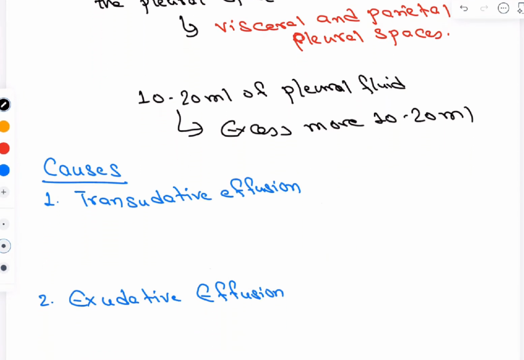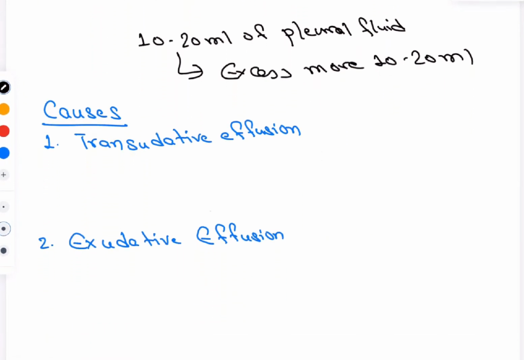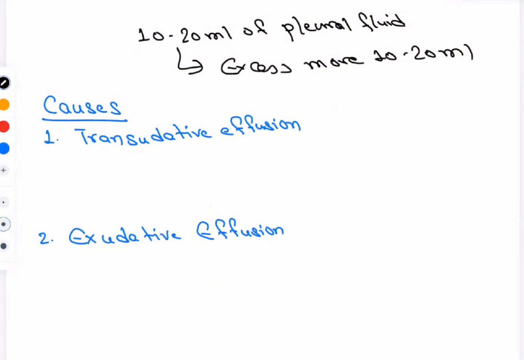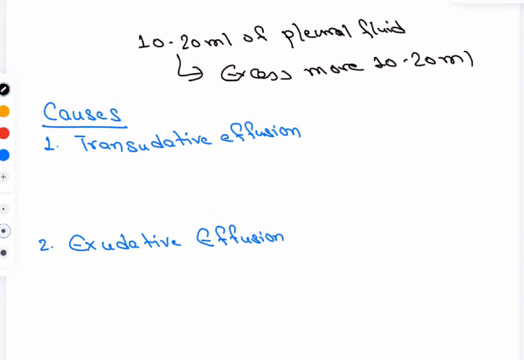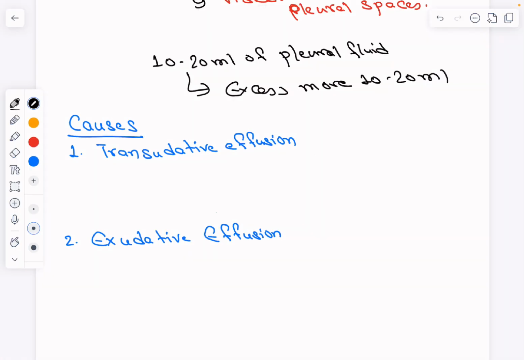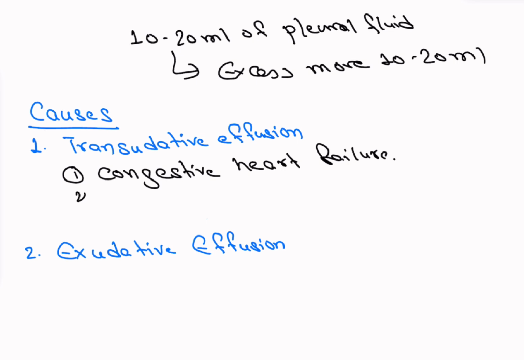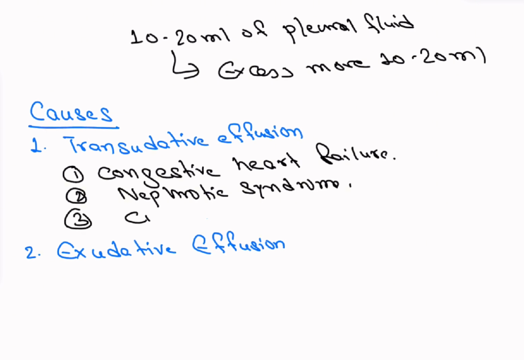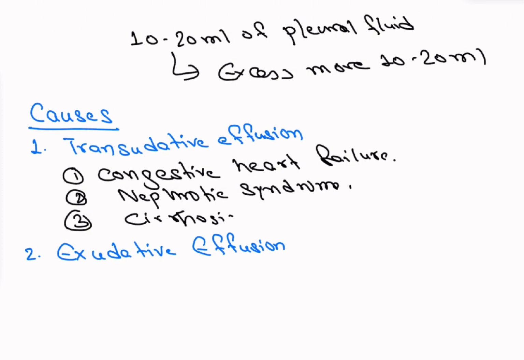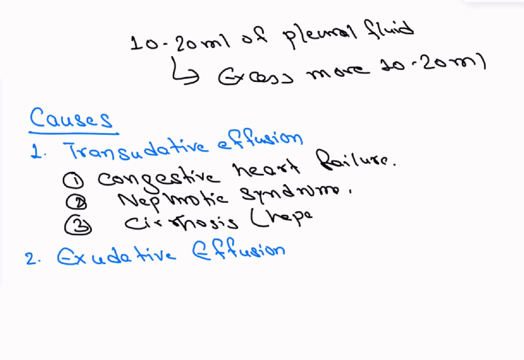Do you know what are the causes of pleural effusion? Usually, it is two types: transudative effusion and exudative effusion. Transudative effusion: systemic factors, low protein, that can be organ failures like congestive heart failure, nephrotic syndrome, and it can be cirrhosis, mainly hepatic hydrothorax.